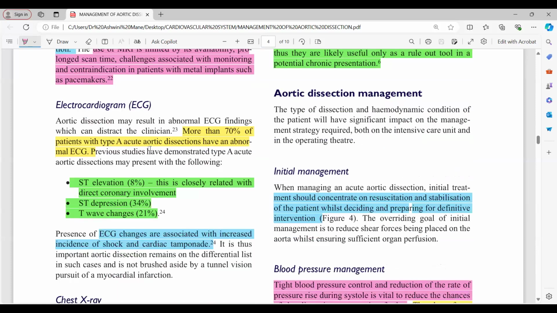And the next investigation is ECG. Aortic dissection may result in abnormal ECG findings, which can distract the clinician. More than 70% of patients with type A aortic dissection have an abnormal ECG. And the ECG may present with the following findings. There can be ST elevation in 8% of patients, which is closely related to direct coronary involvement. Then ST depression in 34% of patients and T wave changes in 21% of patients. The presence of ECG changes is associated with an increased incidence of shock and cardiac tamponade.